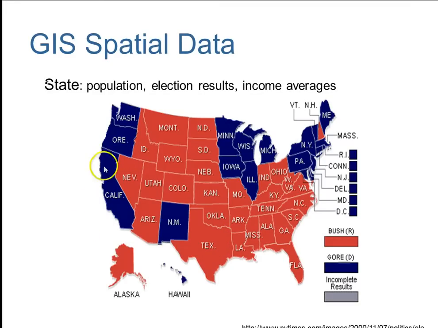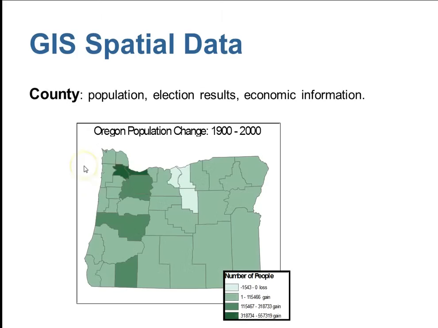So here is a map of election results. It's shown as polygons, so each state is a polygon, and the data is reflected as a whole state color. You could also show this as population, average incomes.